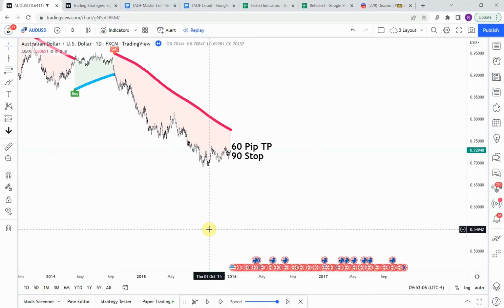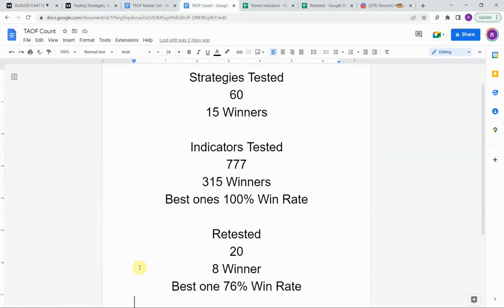Alright, as I said, today we will be testing the adaptive parabolic SAR. Before we do though, I wanted to put the testing scoreboard up for everyone to see. So to date, we have tested a total of 60 different strategies, with 15 of them being profitable. We've also tested a total of 777 indicators, with 315 of them being winners. The best ones so far were able to achieve a 100% win rate. Now you need to go back and watch those videos to understand the context of how they were able to achieve that. So go back and watch those videos and see what you can get out of those winning indicators.